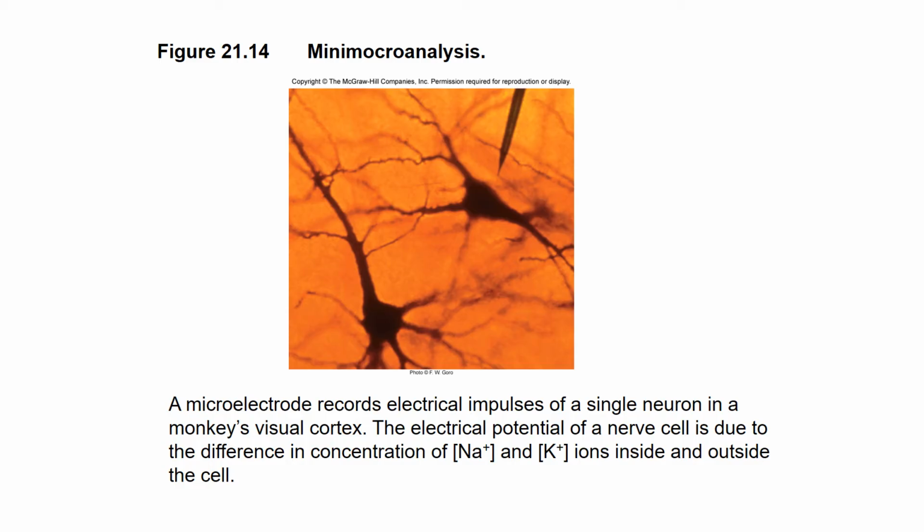So this is a basic picture of that. The electrical potential of a nerve cell, because we're looking at a single neuron of this monkey's cortex. So this potential is due to the different concentrations of sodium ions and potassium ions inside and outside the cell. And so that is what creates the electrical impulses within the neuron. And so we see some basic application there of electrochemistry.